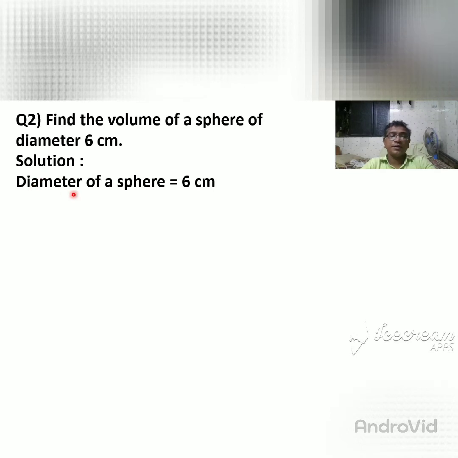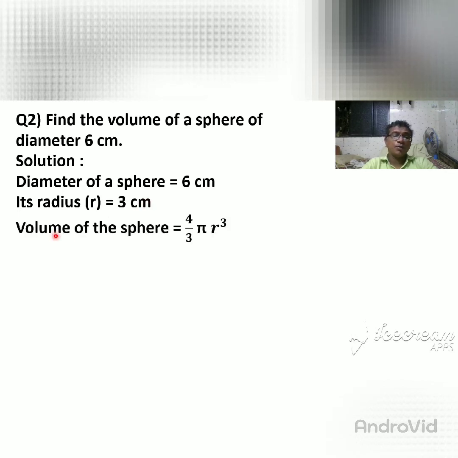Find the volume of sphere of diameter 6 centimeter. So you want to find out volume of sphere. So what is given? Diameter is given. Diameter of sphere is 6 centimeter. So radius is half of the diameter. You know very well the radius is half of the diameter. So d upon 2, 6 upon 2 you get 3. So its radius r is equal to 3 centimeter. Then volume of the sphere is 4 upon 3 pi r cube. So 4 upon 3 remains as it is.